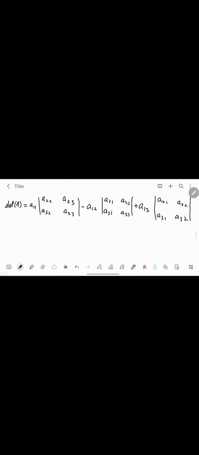Okay, and then I will write these things as it is. So this is the answer of the first determinant. Okay, determinant of A. This is the determinant of A. So here no need to write plus, okay, because it's the first term, it's always plus.